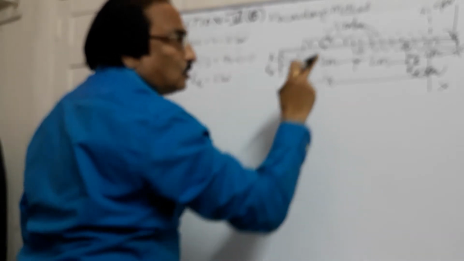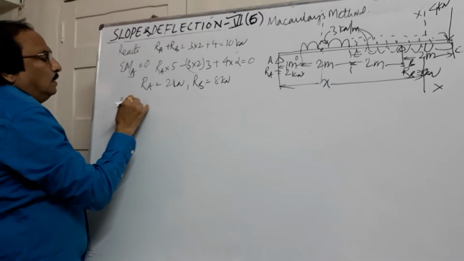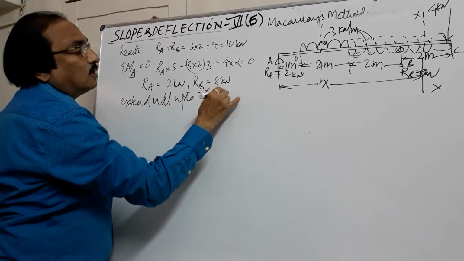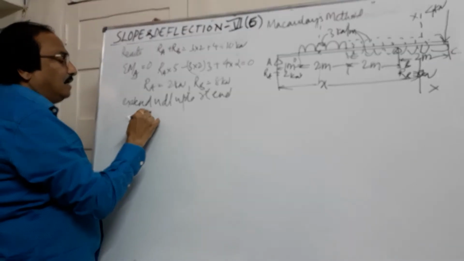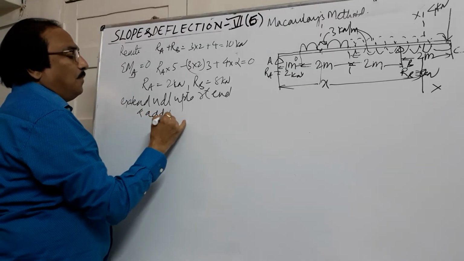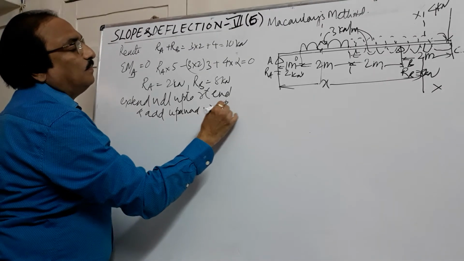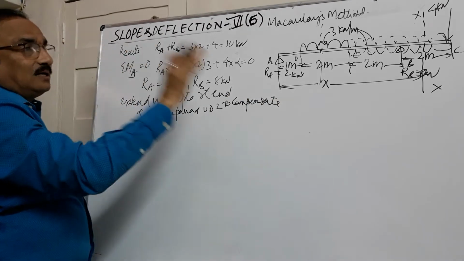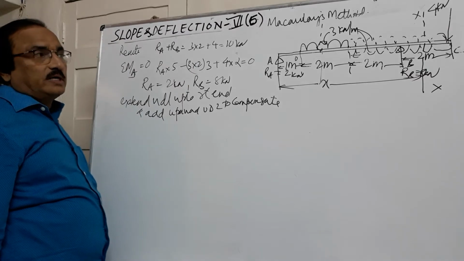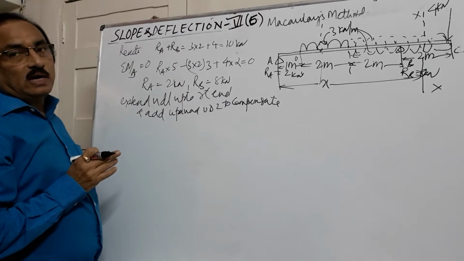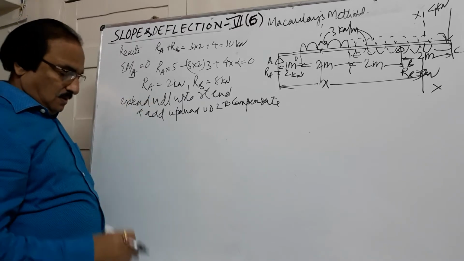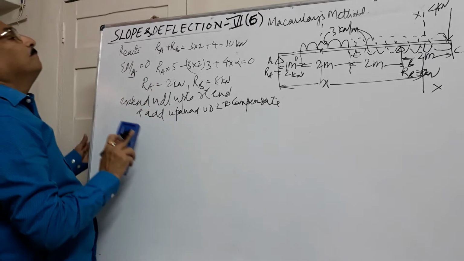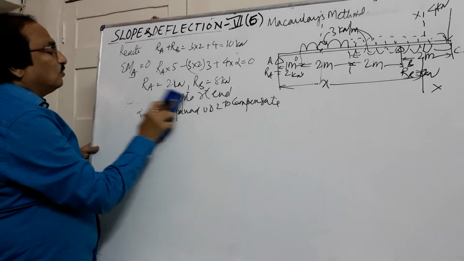So this is the first thing you have to remember: extend the UDL up to the right end, not the support, and add an upward UDL to compensate. The magnitude of the load is the same whether it is downward or upward, 3 kilonewton per meter. This is the first job you will have to do whenever you go for the Macaulay method.